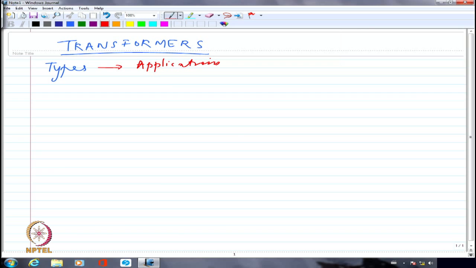So we will be talking about the applications as well. Then we would be talking about the EMF equation for a transformer. After talking about the EMF equation, it will become clearer why we have V1 by V2 equal to N1 by N2. So we will talk about voltage and current relationships. The next thing that we will be talking about is voltage and current relationships.